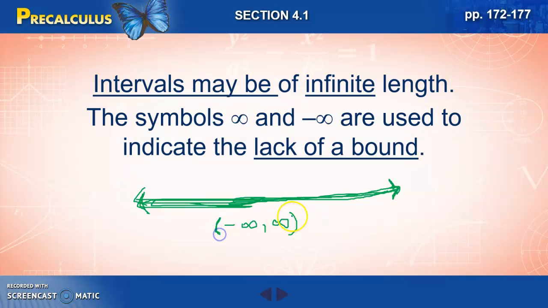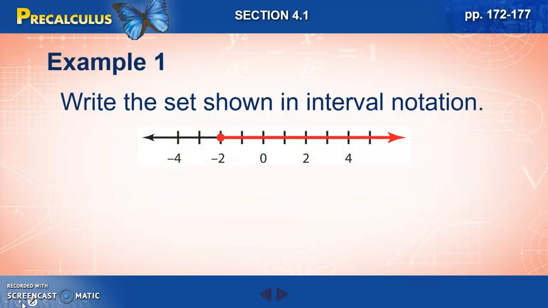Notice that we are using these parentheses here and not brackets. Brackets indicate that the point is included. And since infinity and negative infinity aren't numbers to be included, we can't use a square bracket. We've got to use parentheses.